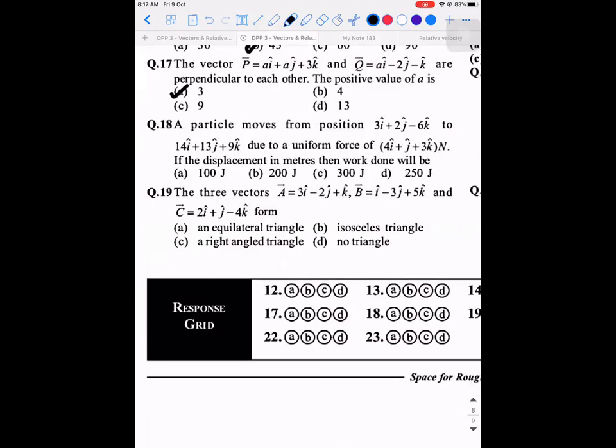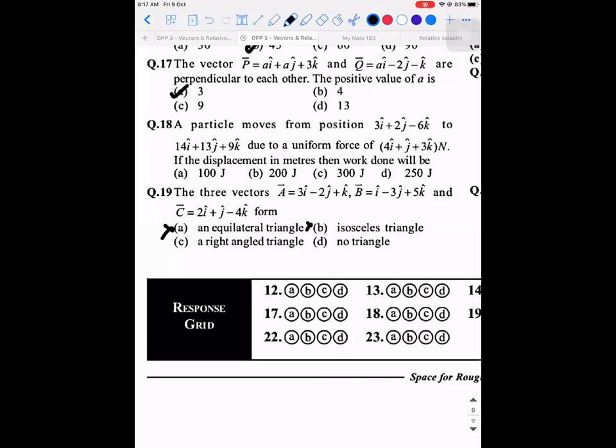So 3 vectors: 3 I cap minus 2 J cap plus K cap, I cap minus 3 J cap plus 5 K cap, and 2 I cap plus J cap minus 4 K cap. Do they form an equilateral triangle? No, they don't, because their coefficients are not the same, so their magnitudes cannot come out to be the same value. Do they form an isosceles triangle? No, sir. Then do they form a right angle triangle?